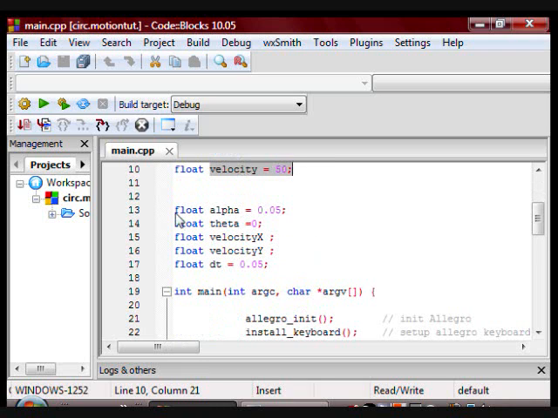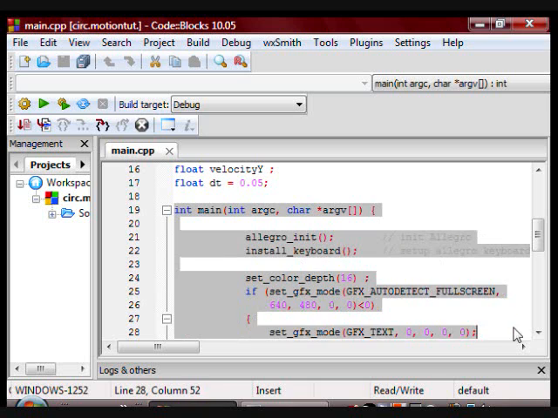I have a float called alpha. Alpha will be the angular velocity. The angular velocity is how fast the angle is changing. And I have theta, which is the angle, and then I have the two components of the velocity, velocity x and velocity y. And then I have the change in time.